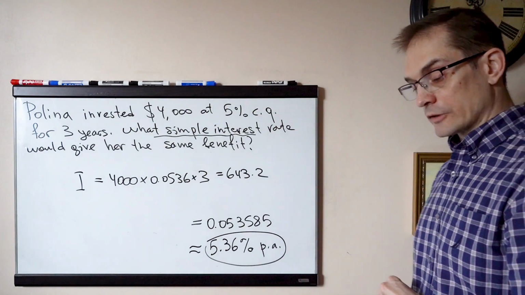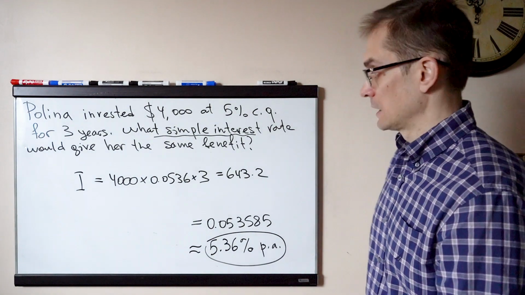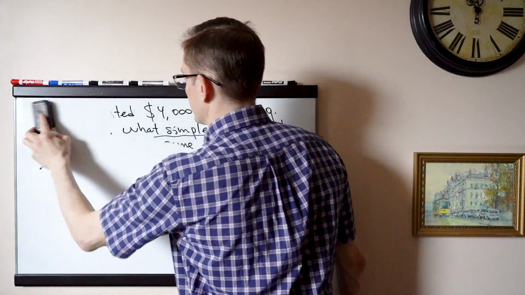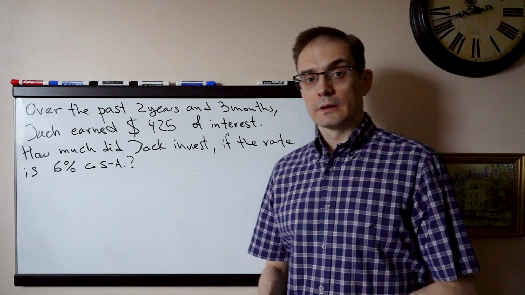Okay, so that's another problem. Our next problem is this. Over the past 2 years and 3 months, Jack earned $425 of interest. How much did Jack invest if the rate is 6% compounded semi-annually?